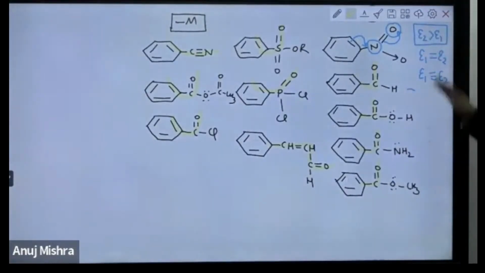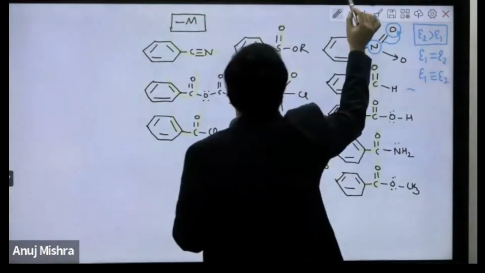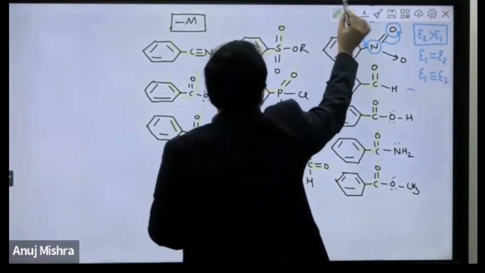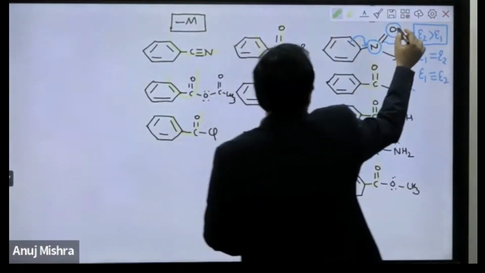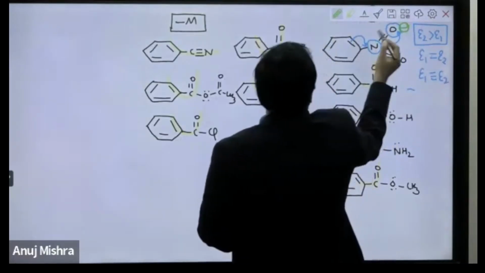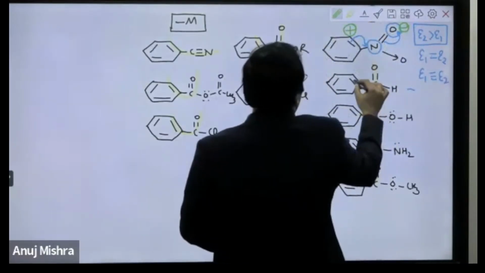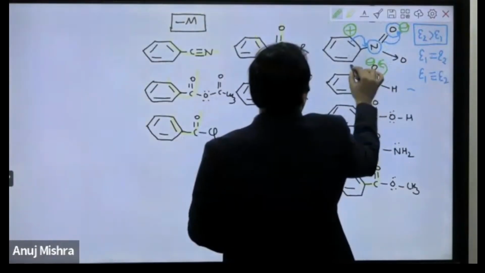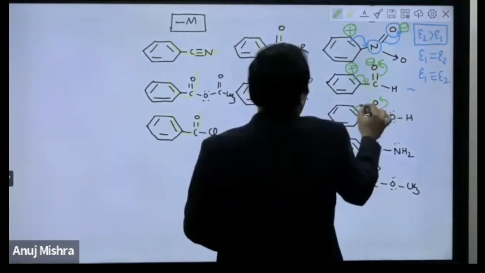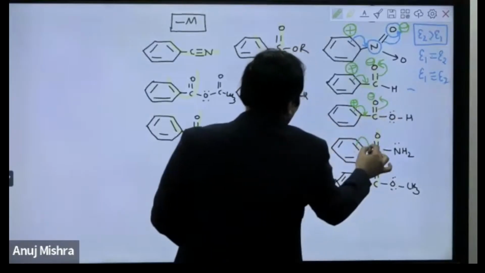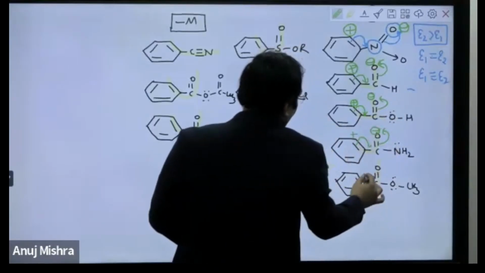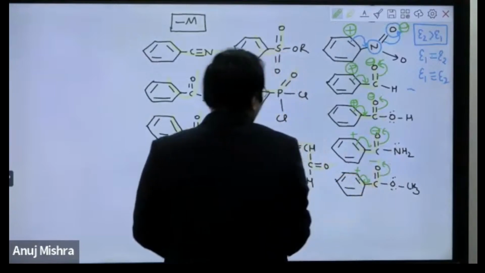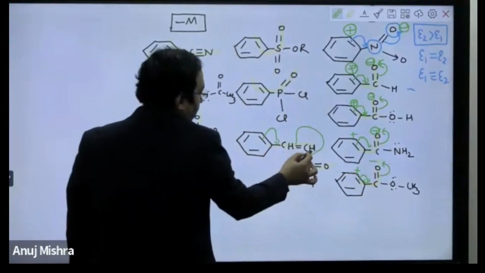In all these cases, we have E1, E2 double bond or E1, E2 triple bond, where E2 is more electronegative than E1. This is always going to be a minus M group, polar. Now, when it pulls, what will happen? Let's say you pull it like this: this end becomes negative, this end becomes positive. It becomes deficient, remember? You pull it like this, this becomes positive, this becomes negative. Negative, positive.